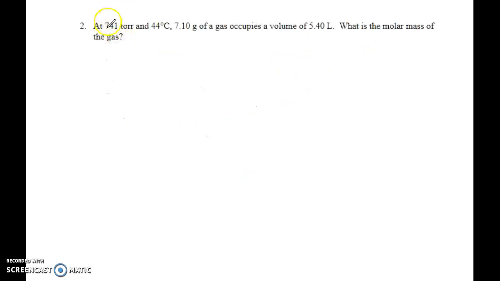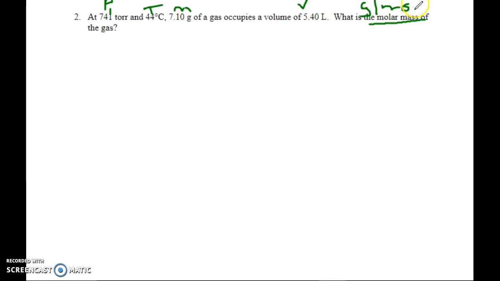For this problem, I have 741 torr, so we have a pressure, and I have 44 degrees Celsius with temperature. I have a mass of the gas and a volume of 5.4 liters. So the only thing I don't have is moles, and if you think about what molar mass is, it's the number of grams per mole. So I have this gram thing, but I don't really need that yet, so I'm going to be solving PV equals nRT for moles.